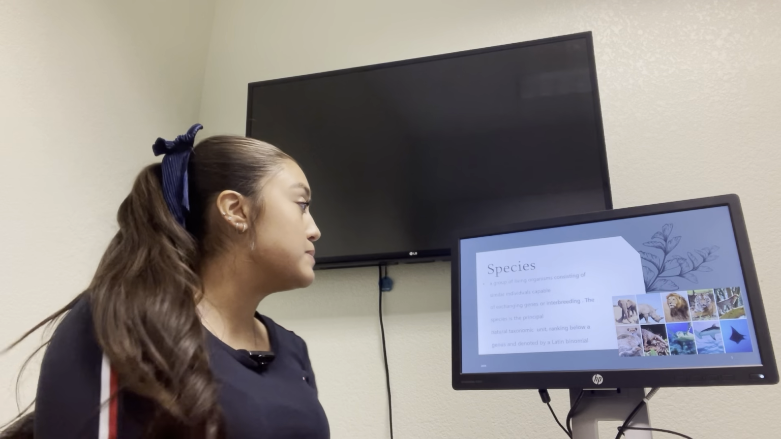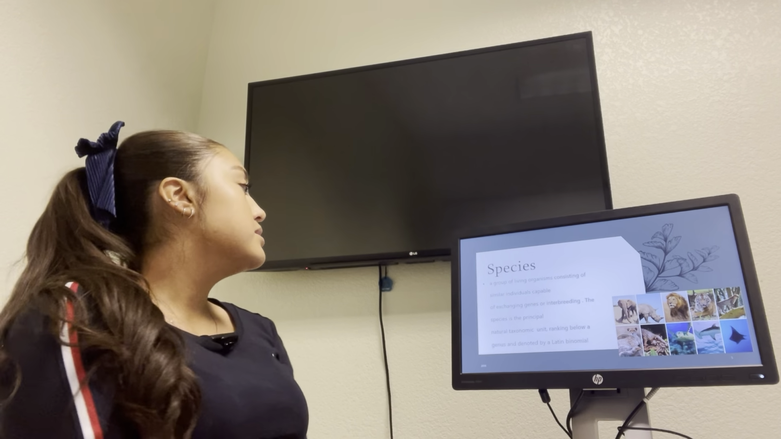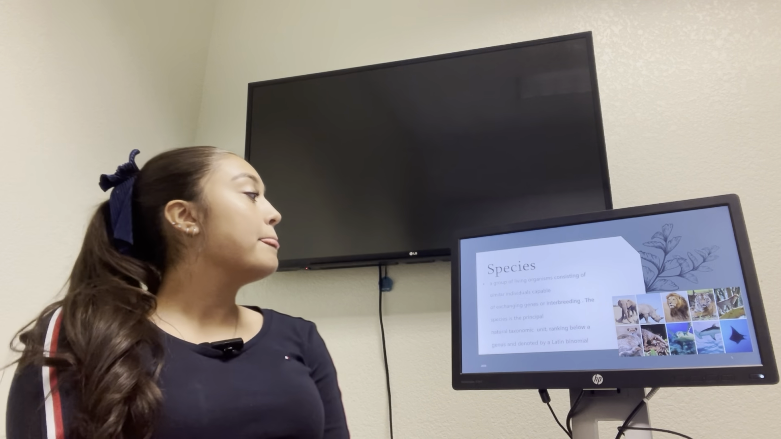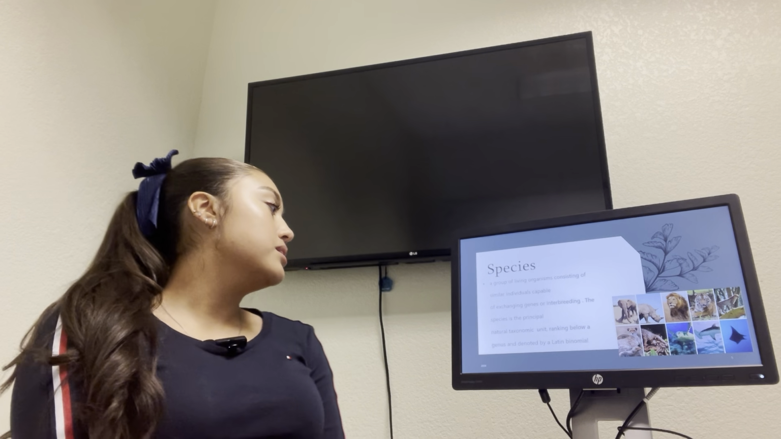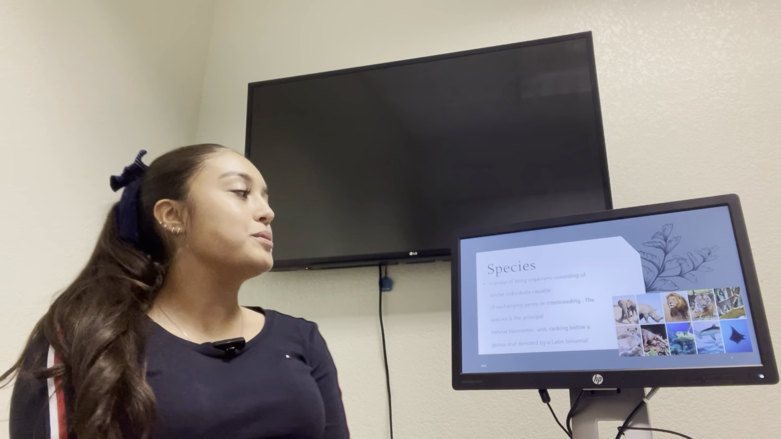Okay, starting off with species. Species is a group of living organisms consisting of similar individuals capable of exchanging genes or interbreeding. The species is the principal natural taxonomic unit, ranking below a genus and denoted by a Latin binomial.